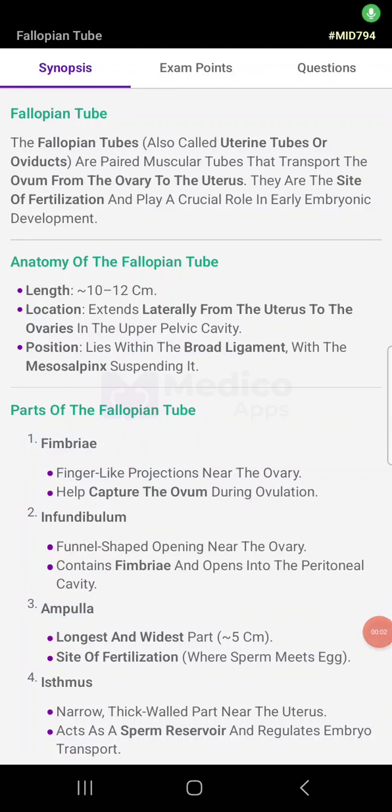Fallopian tube, also called the uterine tube or the oviducts. Paired muscular tubes transport the ovum from the ovary to the uterus. They are the site of fertilization and play a crucial role in early embryonic development.